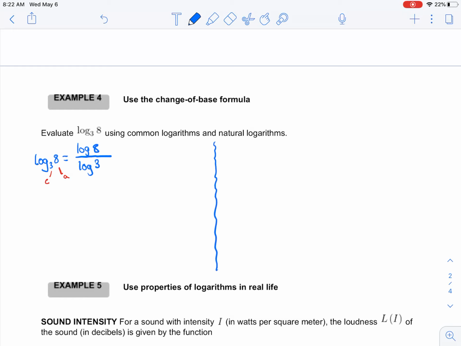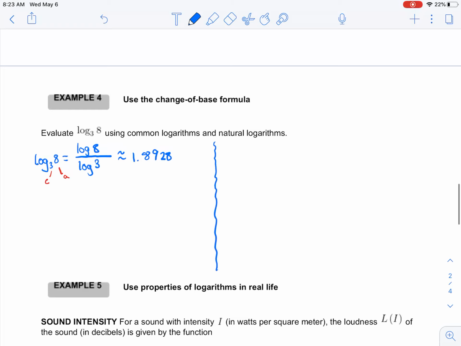So if I type that into my calculator, log of 8 divided by log of my original base, 3, I get that log base 3 of 8 is approximately 1.8928. Really quick, just to verify, remember in your math menu, if you scroll down to A, it's the log base, and you could type this in, and if I type in log base 3 of 8, sure enough, it's 1.8928.